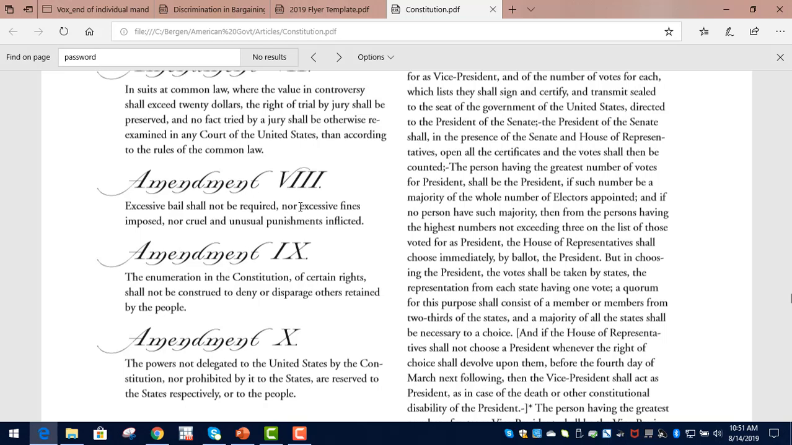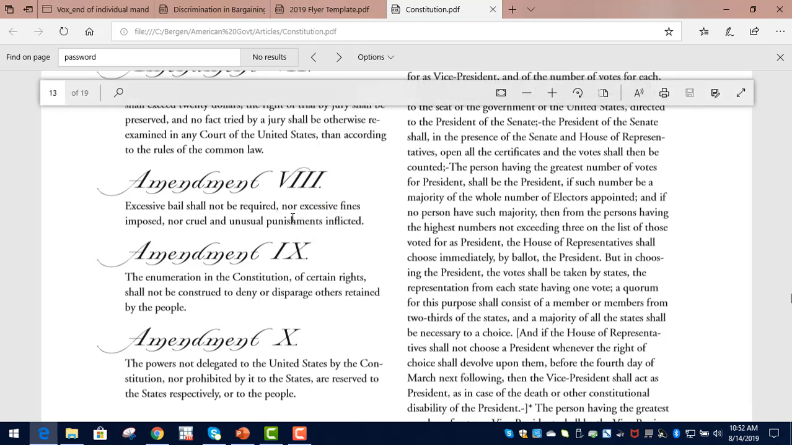And the excessive fines, that's actually one that was in the courts this past year, where some states were taking more property than what the crime was worth.